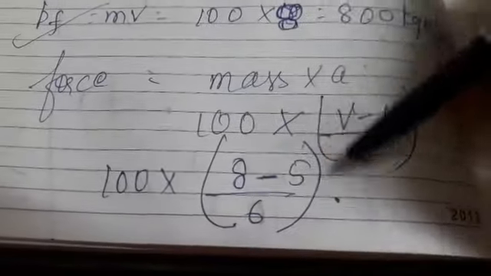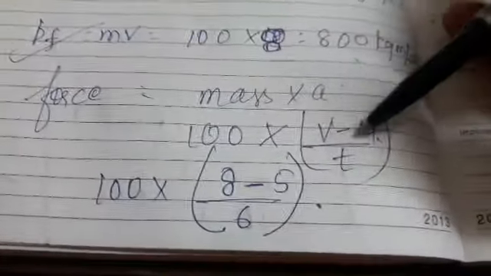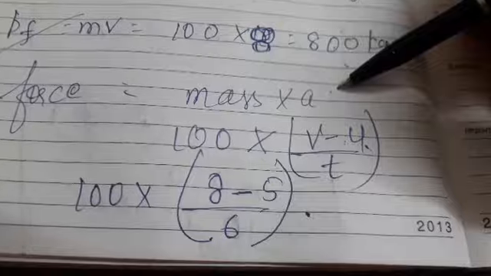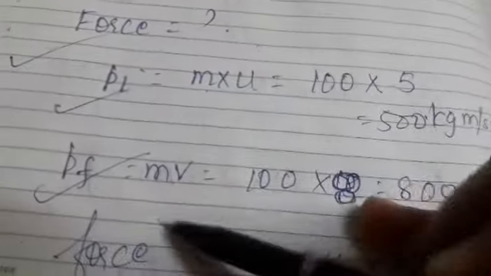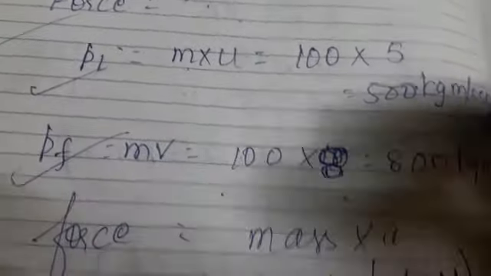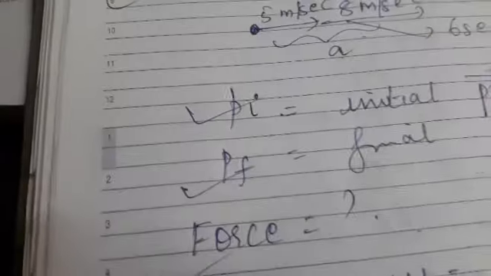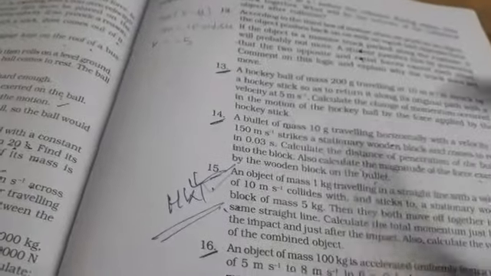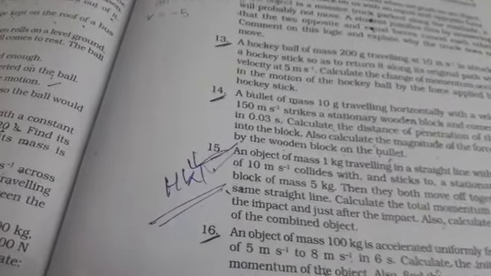So I hope you've understood that to find the force we need acceleration, and acceleration we can calculate by v minus u upon t. Okay, so initial momentum and final momentum we have to take out separately, and then also the force. So now this completes your question number 16. Now children, we have completed all the questions till 16.